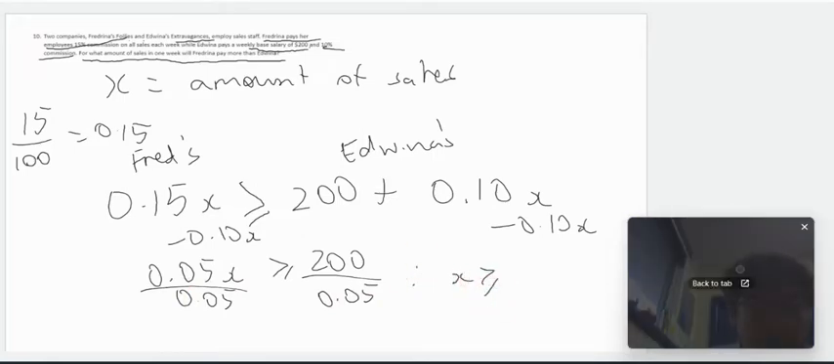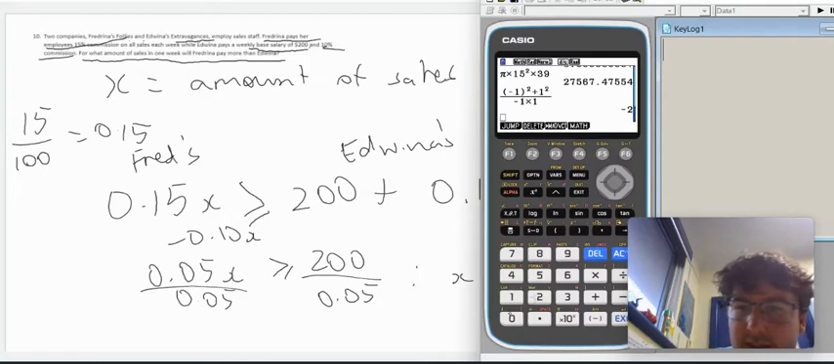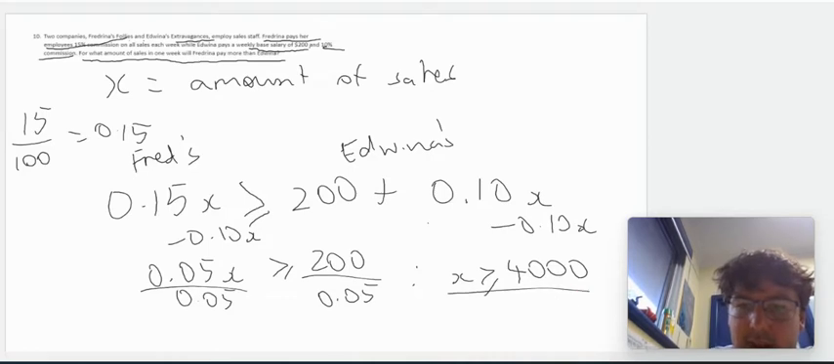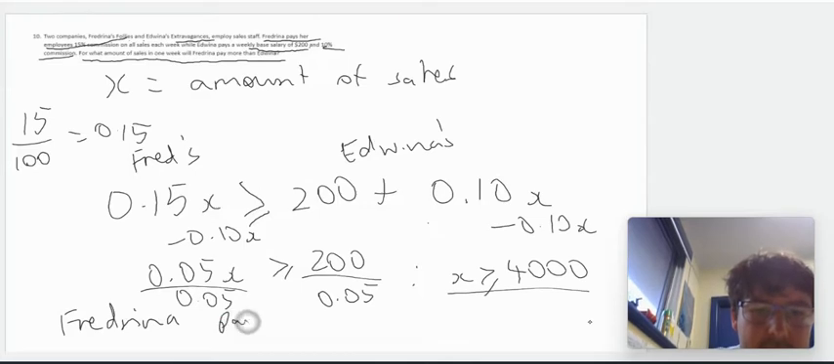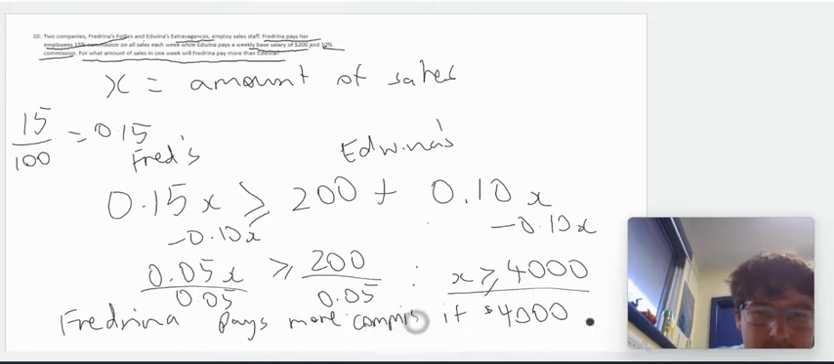The answer I've prepared earlier is, well, let's just do it together. 200 divided by 0.05. Here it is. It's 4,000. So x is greater than or equal to 4,000. So what does that mean? Well, it means that Fredrina pays more commission if $4,000 sales are made.